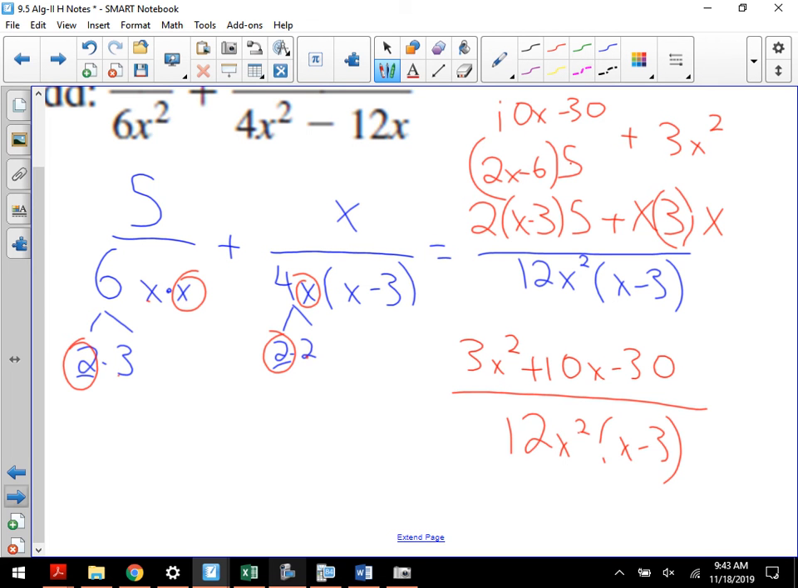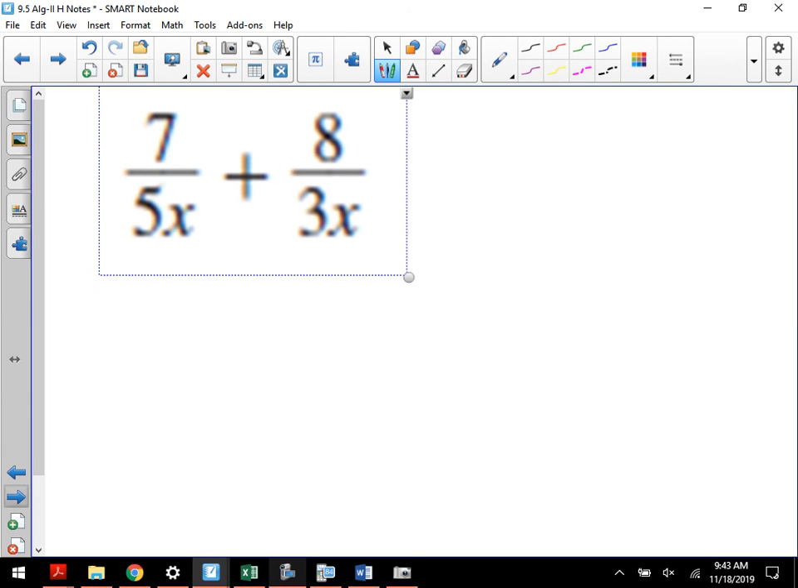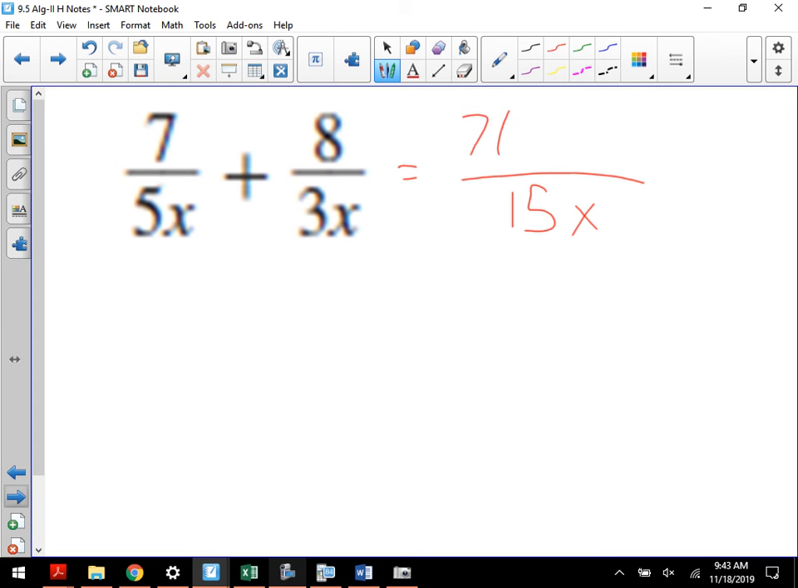Okay? All right, let's backtrack. Make it easier. What do they have in common? X. You always start with what do they have in common. You write it down. What's left? What's 5 times 3? 15. Fraction on the left has the 5 and the x. What does it need to be multiplied by? 3. Fraction on the right has a 3x. What does it need to be multiplied by? 5.